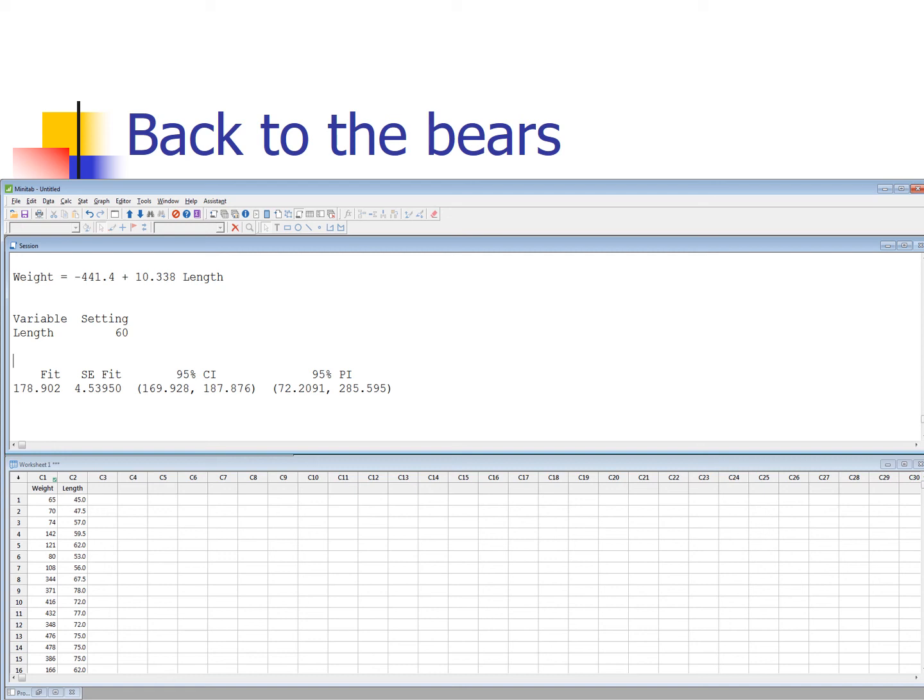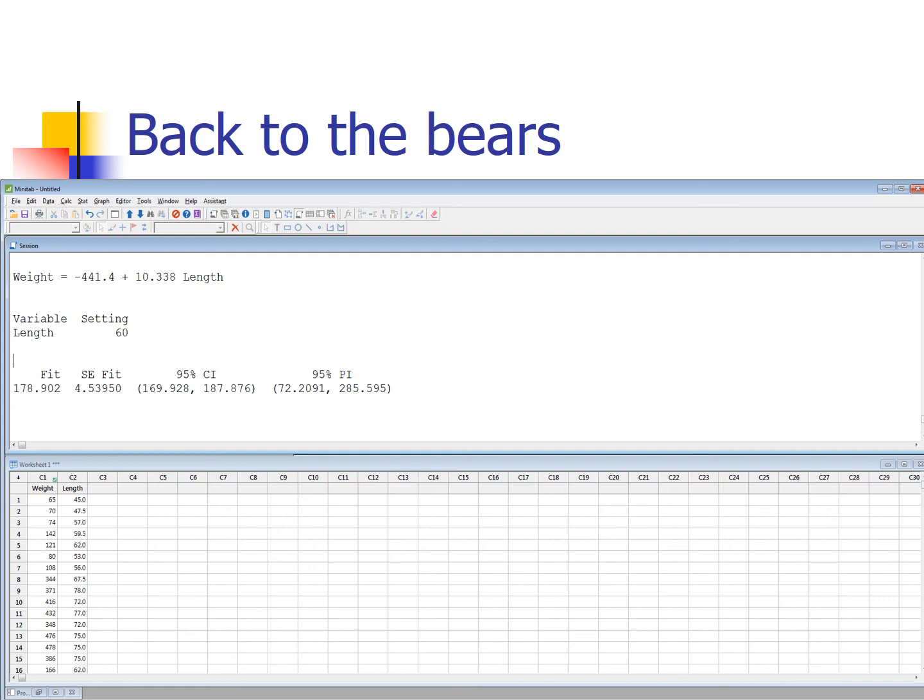So the equation we can see is up top. It says length 60, so we're generating these values for an x, for a length of 60. Where it says fit, that's our best guess. We had 178 point, what was it, 0.88. So they got a slightly different number, 178.902. I'm assuming I did just a little bit of rounding that the software package didn't end up doing.